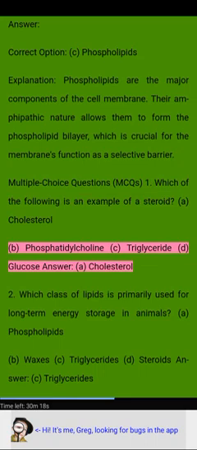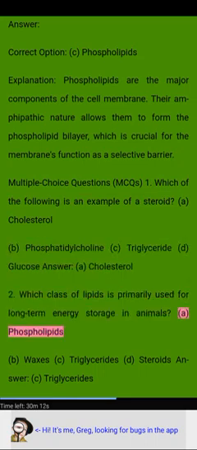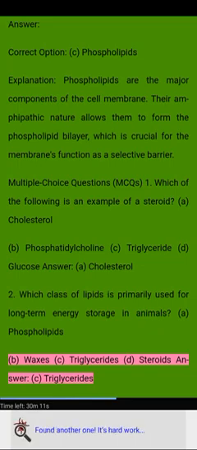Glucose. Answer: A. Cholesterol. 2. Which class of lipids is primarily used for long-term energy storage in animals? A. Phospholipids. B. Waxes. C. Triglycerides. D. Steroids. Answer: C. Triglycerides.